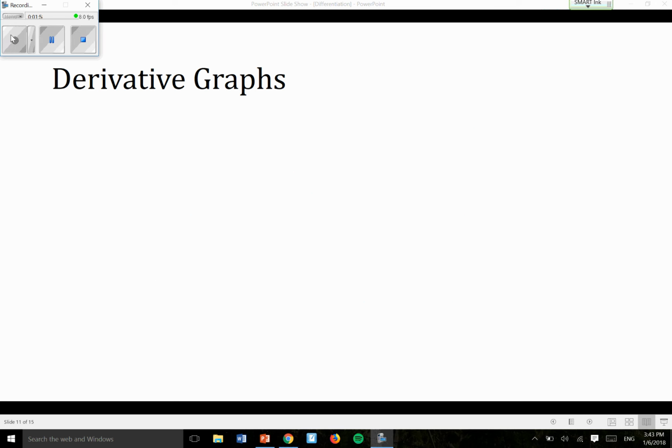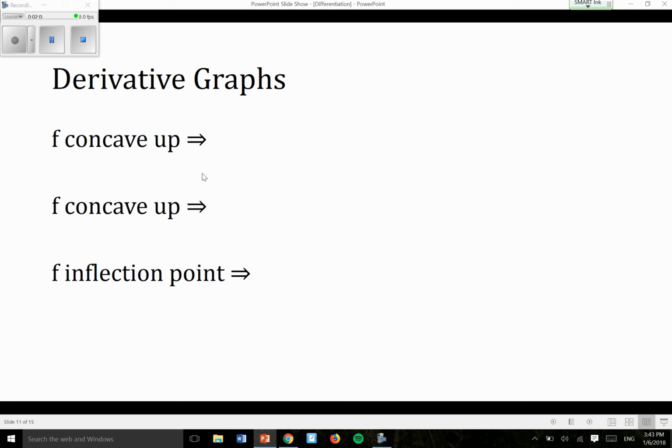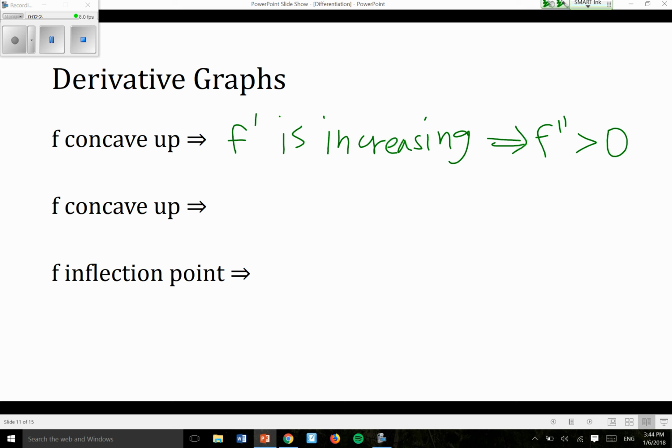We also can take a look at not just if f is increasing or decreasing, but also at its concavity. So we know that if f is concave up, that means that f prime is increasing, which then means that our second derivative graph is greater than 0 or above the x-axis. If f, oh, excuse me, that should say concave down. Let me fix that.